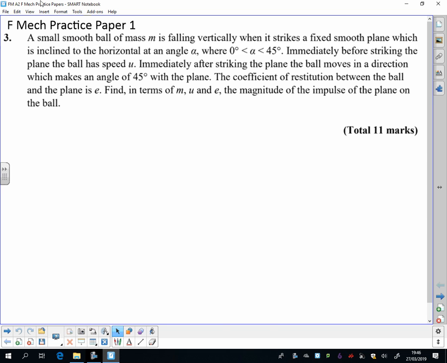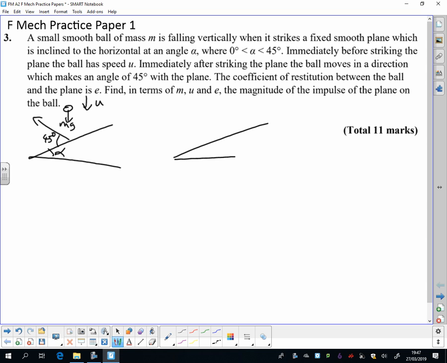Right, so this question we could probably do with drawing a diagram to see what's going on. So we've got our slope because we've got a ball falling towards it with mass m. It strikes a smooth fixed plane. This is angle alpha. Immediately before it has speed u, and once it strikes the plane, it moves off in a direction which makes an angle of 45 degrees with the plane. And there's a bit more information. Right, so we've got to find the magnitude of the impulse on the ball.